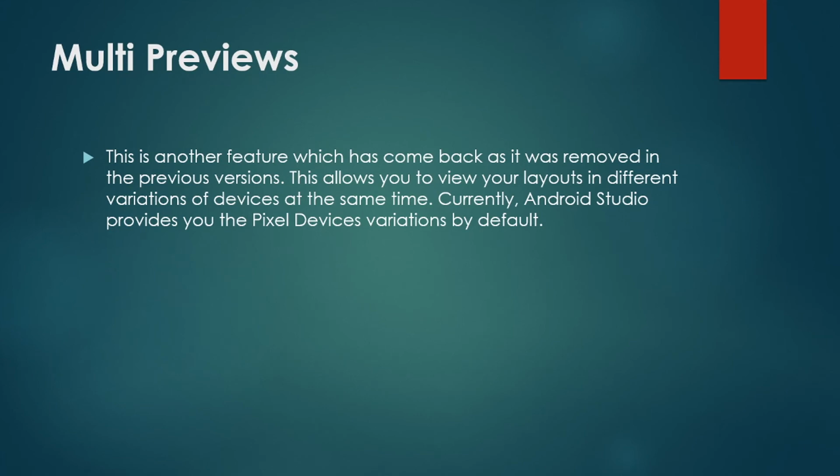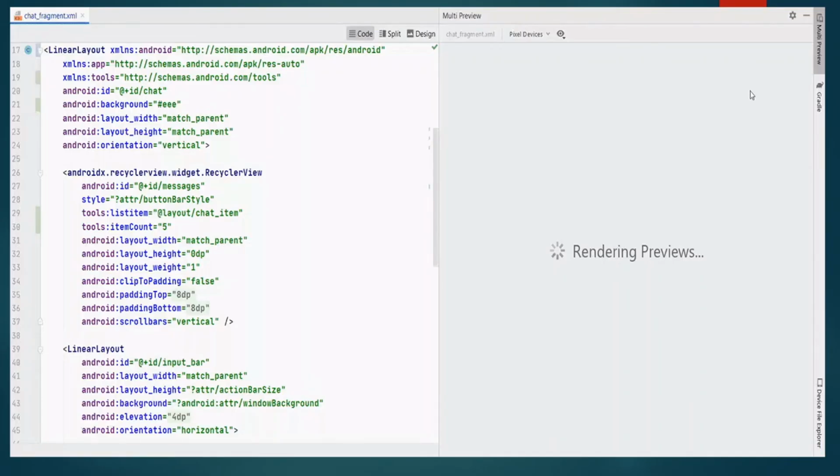Now let's move to multi-preview. This is another feature which has come back, as it was removed in the previous version. This allows you to view your layouts on different varieties of devices at the same time. Currently, Android Studio provides you two pixel device variations by default.